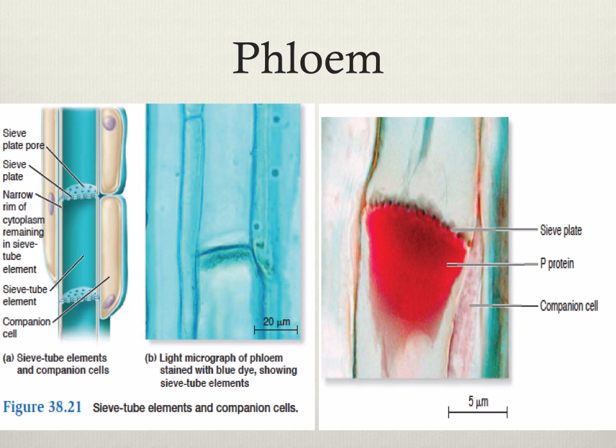They lack a nucleus and are dependent on companion cells for mRNA and proteins. Masses of protein accumulate when damage is done to the structure, preventing loss of phloem sap, shown in figure 38.22 on the right. Companion cells also play an essential role in moving sugars into sieve tube elements for transport, a process known as phloem loading.